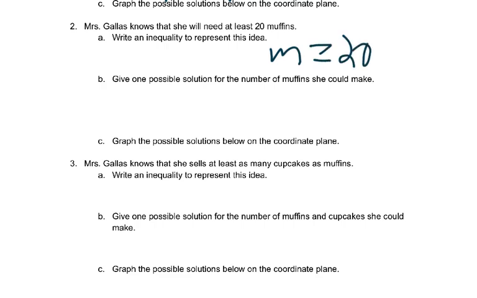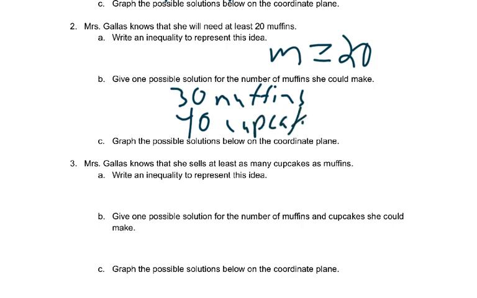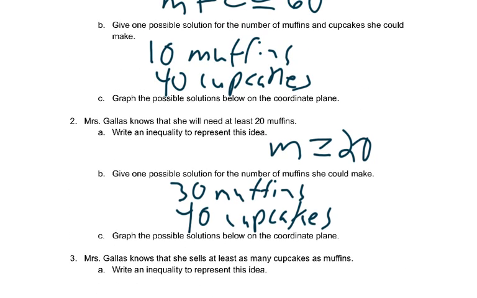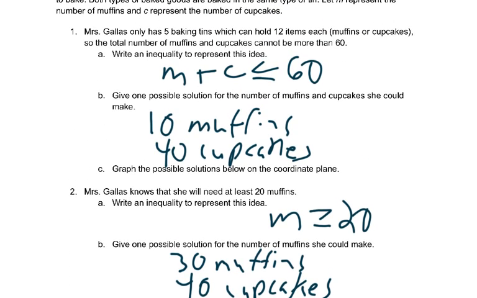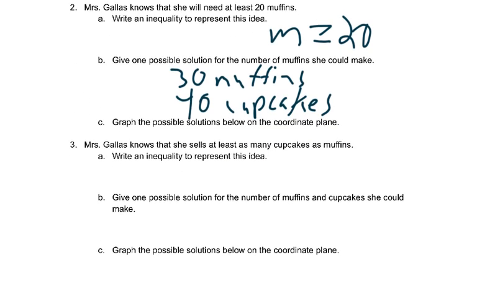So now what's one possible solution for a number of muffins she could make? Well, she could make 30 muffins because that's greater than or equal to 20. And how many cupcakes? Let's say 40 cupcakes. Now notice that as I am coming up with the possible solution here, I'm ignoring the first constraint. We know that, yes, the first constraint, the sum has to be less than or equal to 60. That's not what we're talking about here. We're treating the fact that she needs at least 20 muffins separately.